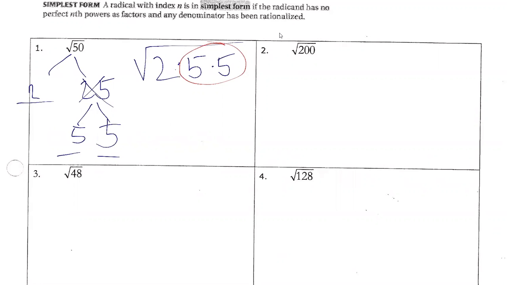So basically for the pair, you pull one to the outside, and then you still have the 2 left in jail because you didn't have a friend to break out with. So when you pull out a pair, you only pull one to the outside from each pair. If it's helpful to write it underneath the radical, I'll kind of show you.